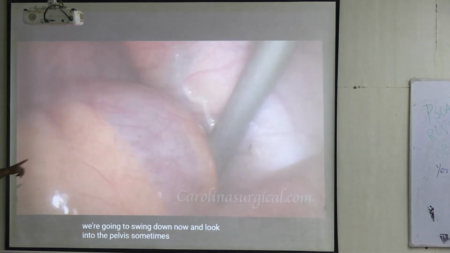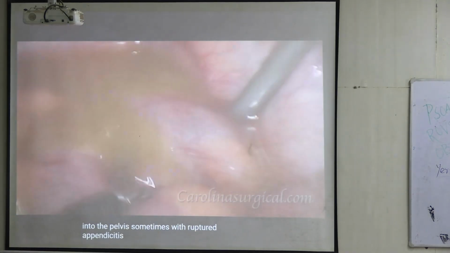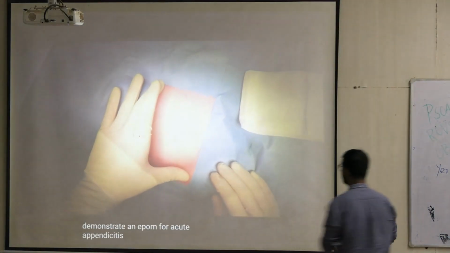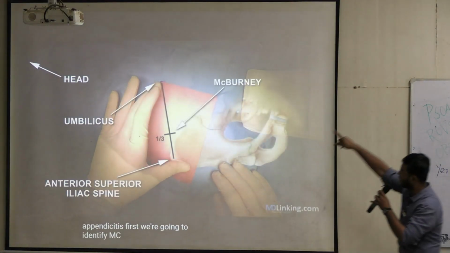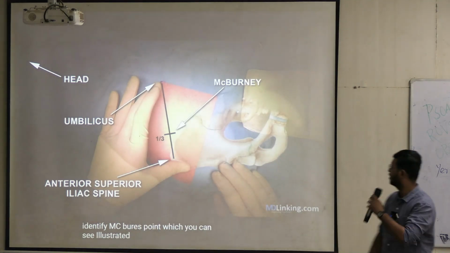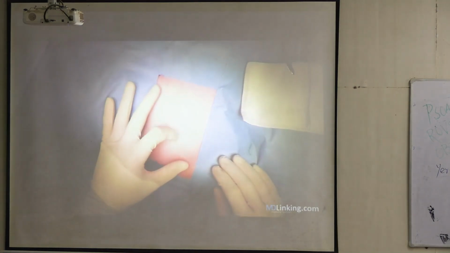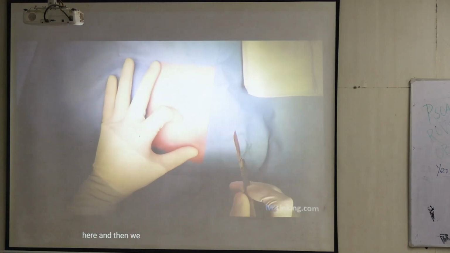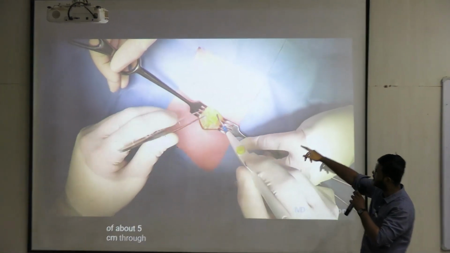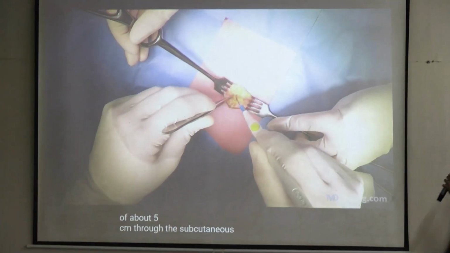See the accumulation here. See, this is the area. As you can see here, he is identifying the McBurney's point, and he will be giving either gridiron or Rutherford Morison incision. So what is this? He is doing the gridiron incision because he is cutting.